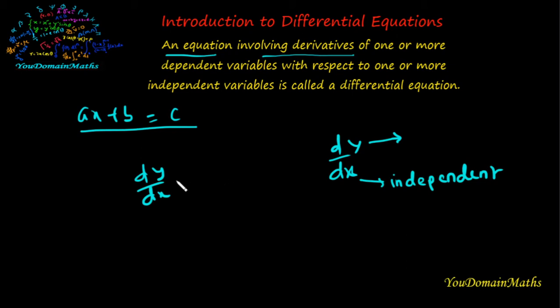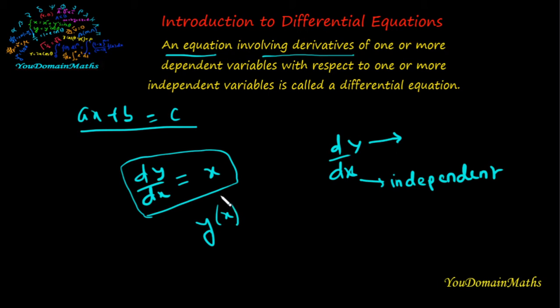d/dx of y is a mathematical expression, and x is another mathematical expression. The equal sign is present here. Then this is an equation, because there is an unknown variable y, the dependent variable, so we can find y in terms of x. Here the dependent variable is y and the independent variable is x.